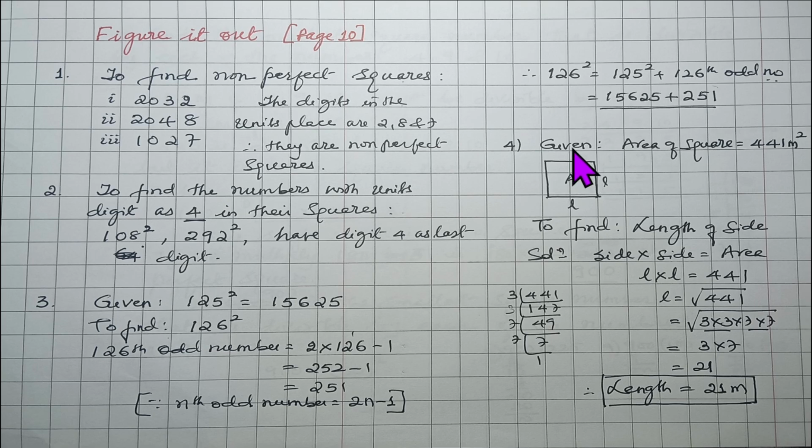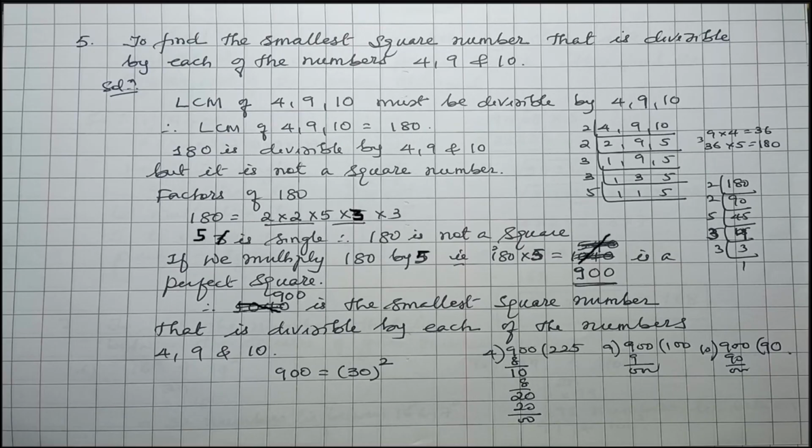Now the next question is, you are given the area of a square as 441 meters square, and the area of a square we know is length into length, or side into side. So L into L is 441, so L will be equal to the square root of 441, and finding the factors of 441 we get 3 into 3, 7 into 7. That means taking one factor each, 3 into 7 is 21, so the length of the square is 21 meters.